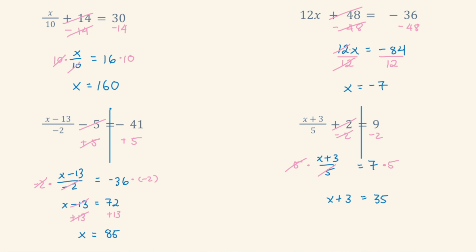The last step now is to finally fully isolate my x by subtracting by 3 on both sides, so that these go away, and all I'm left with is x is equal to 32. That is my final answer.